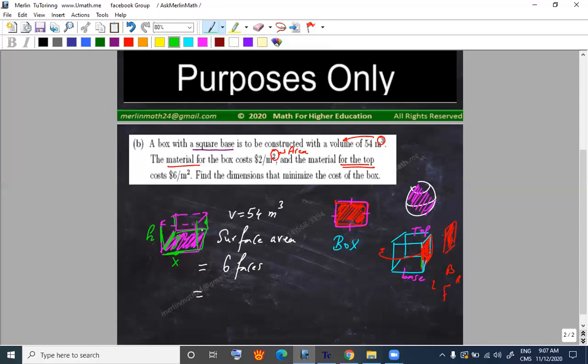So if I want to write the volume in terms of those letters, what do I get? Now I don't have a y, I have an x. This is what's good, because it's a square, so I have x times x for the base. So I have all those sides to be x.